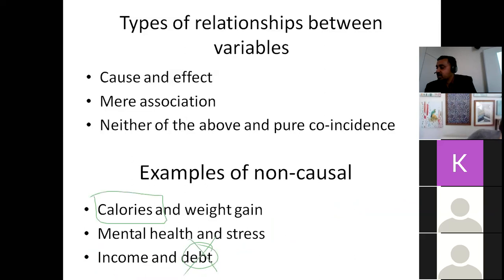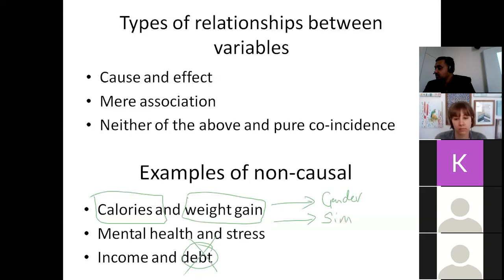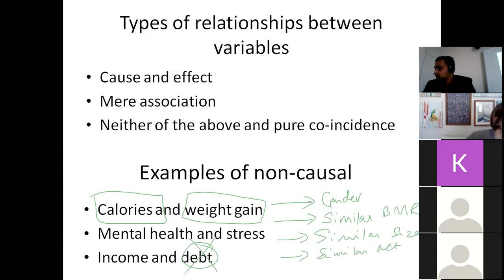You can demonstrate calories and weight gain under a certain set of circumstances when your sample has people of the same gender. Gender is important because males tend to have a higher basal metabolic rate than females. In general, not always, okay? Say similar BMR, similar sizes. You can't compare someone who's 6'4" to someone who's 5'3". They will not have the same response to a certain amount of calories that they consume. Similar activity levels, similar types of calories. I think Cassie brought that up, different types of calories, and that's true. And that list can go on.